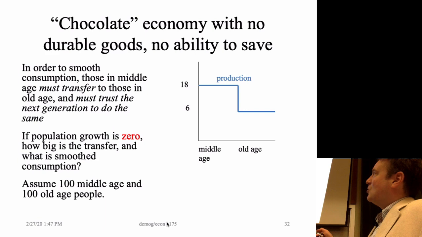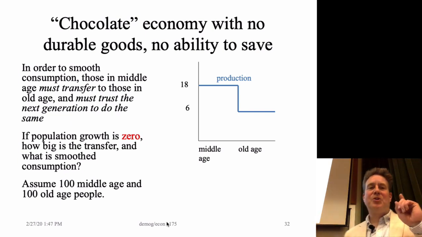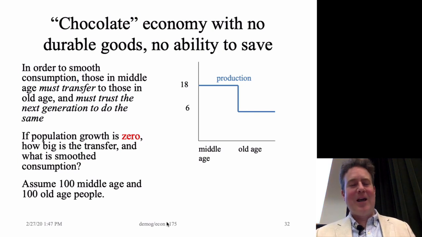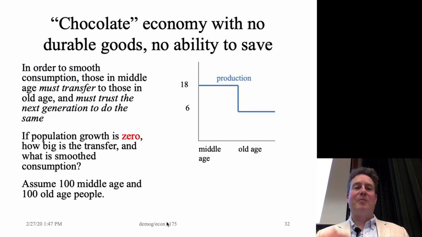And so what you could do is the people in middle age say, look, I've got 18 chocolate bars, and the oldsters only have 6 chocolate bars. And so I can say, look, I'm going to give 6 of my middle-aged chocolate bars to the oldsters. But I'm going to require, in some way, I'm going to strike a bargain with the next generation to do the exact same thing for me when I get into my old age. So if you can strike that contract and it's enforceable, and that's kind of a big if, then you're able to do this sort of thing.